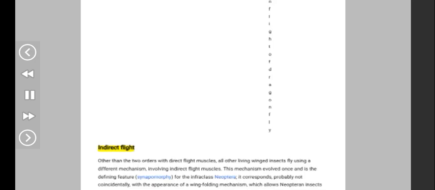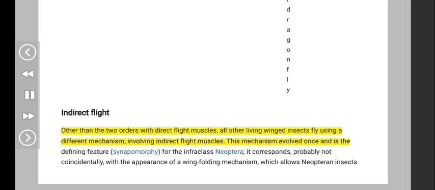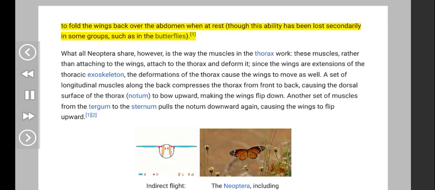Other than the two orders with direct flight muscles, all other living winged insects fly using a different mechanism, involving indirect flight muscles. This mechanism evolved once and is the defining feature, synapomorphy, for the infraclass Neoptera. It corresponds, probably not coincidentally, with the appearance of a wing folding mechanism, which allows Neopteran insects to fold the wings back over the abdomen when at rest, though this ability has been lost secondarily in some groups, such as in the butterflies.